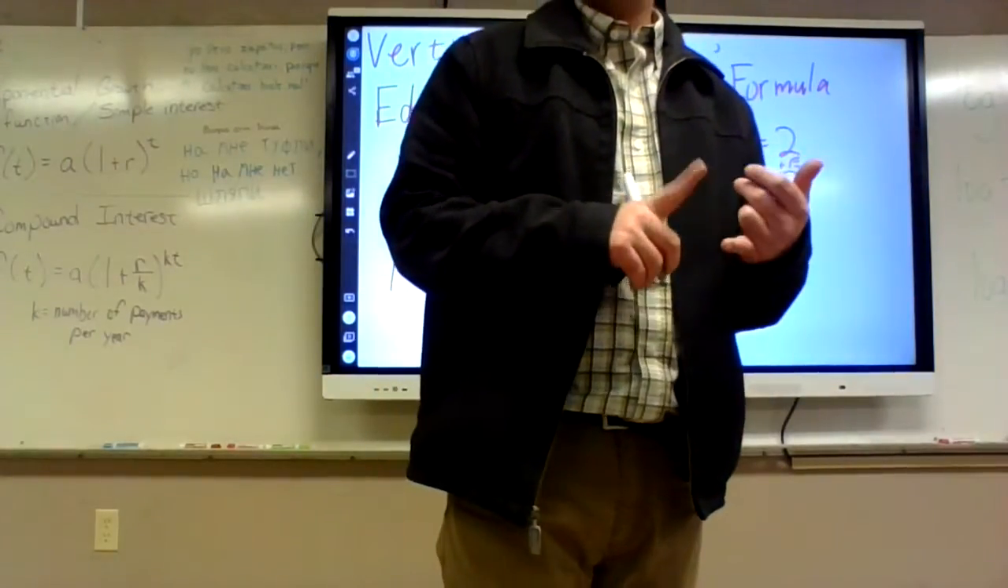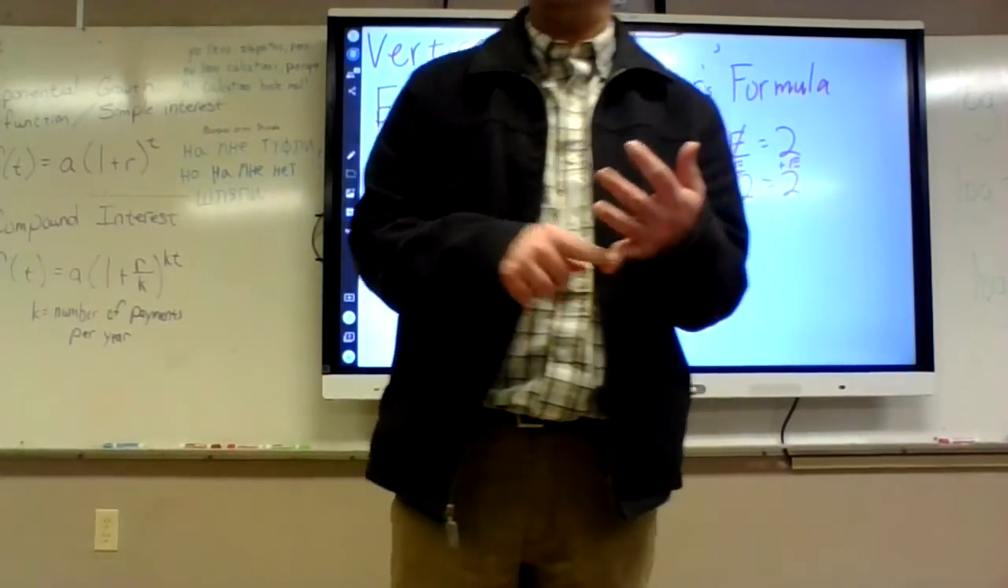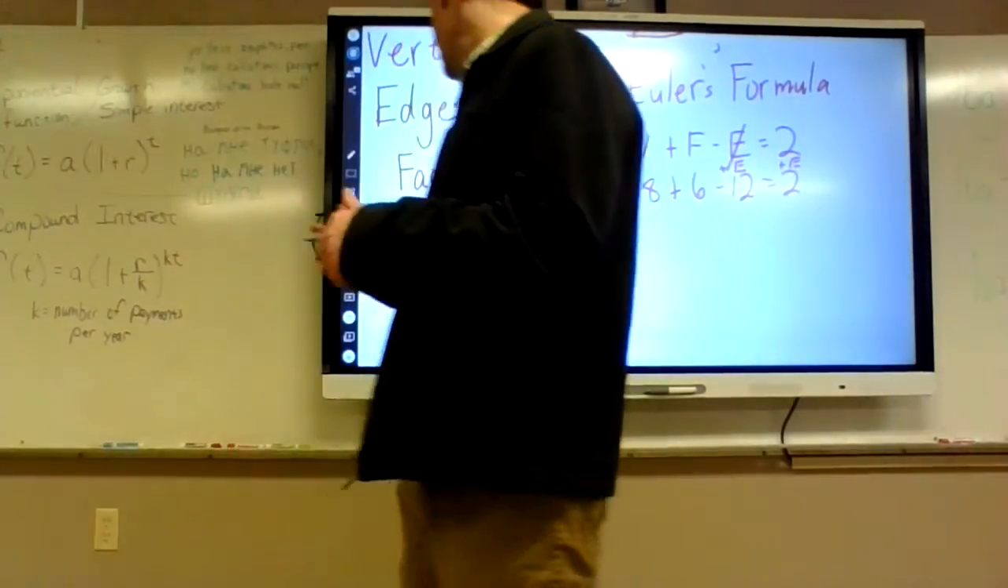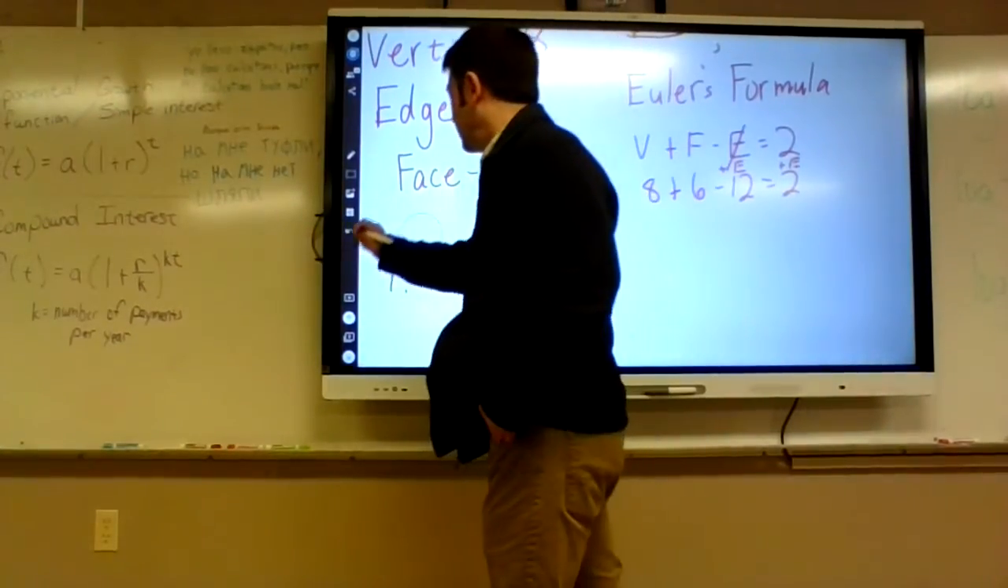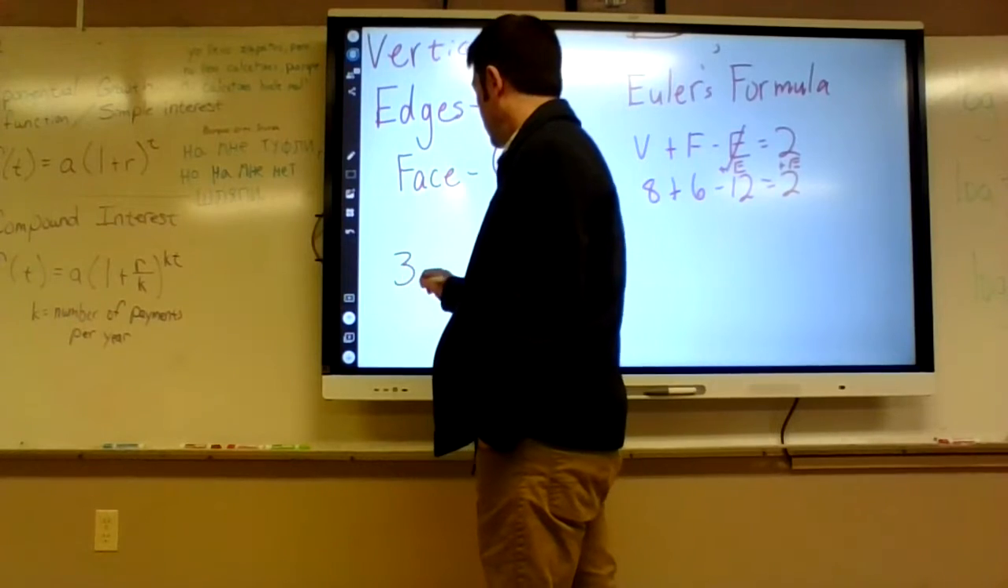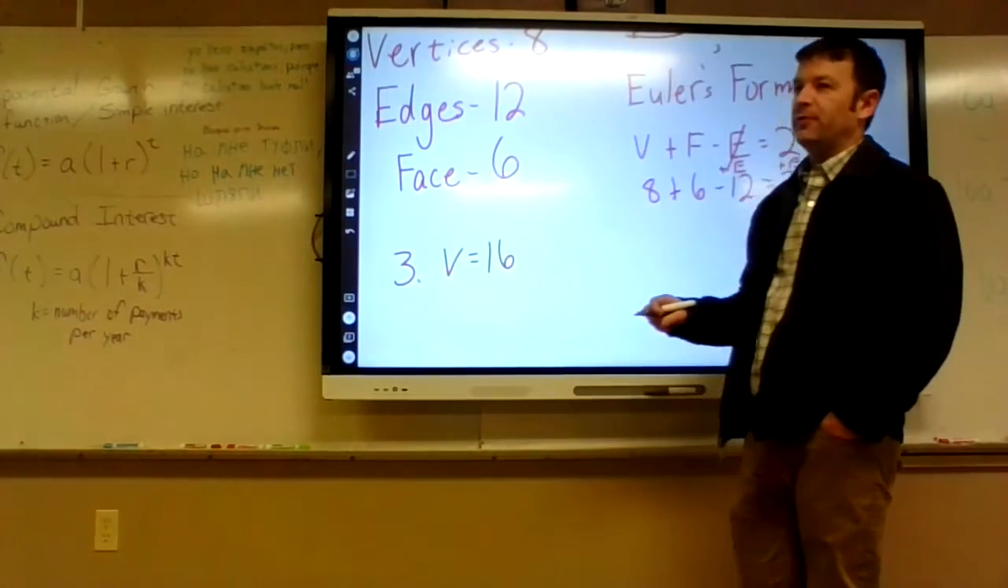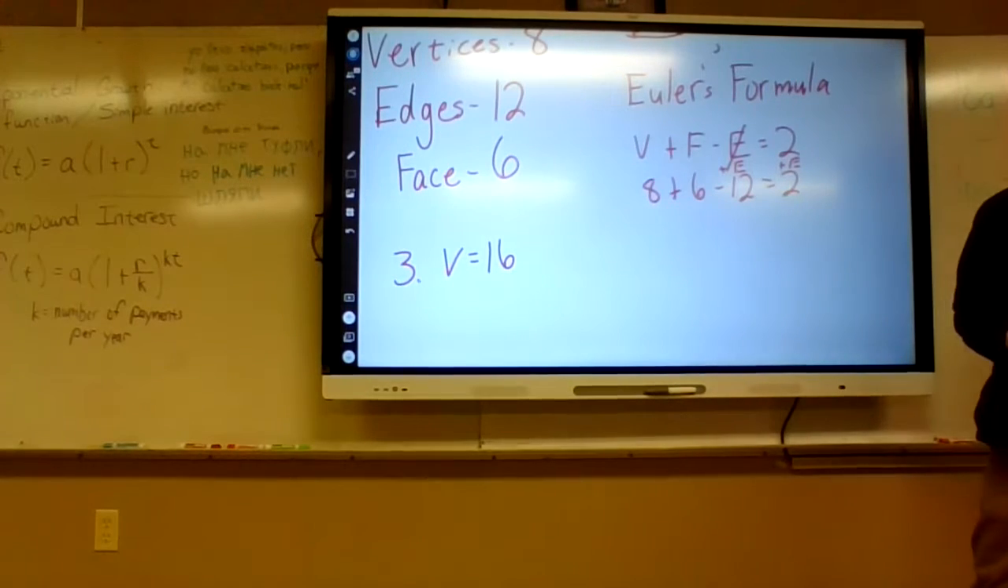How many vertices are on the bottom? 8. Are there any vertices in the middle? No. So there's 8 plus 8. So I'm just going to put V equals 16. Remember, vertices means corners, corner points.